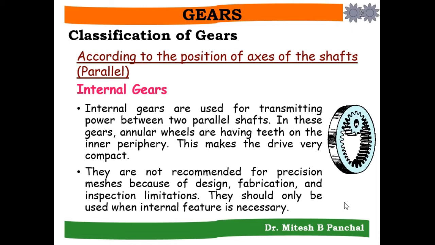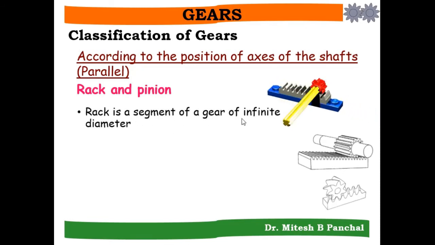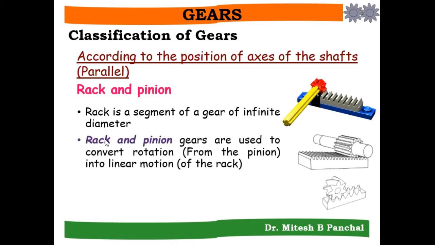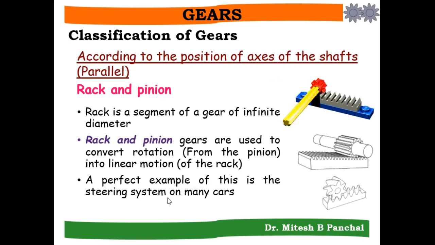Next we have rack and pinion mechanism. We know that rack is the segment of the linear gear and pinion is the small gear. So rack is a segment of the gear of infinite diameter. Rack and pinion gears are used to convert rotary motion into linear motion. We can see in this animation that linear motion of rack is converted into the rotary motion of pinion, or rotary motion of pinion is converted into the linear motion of rack. A perfect example of this is the steering system of many cars.